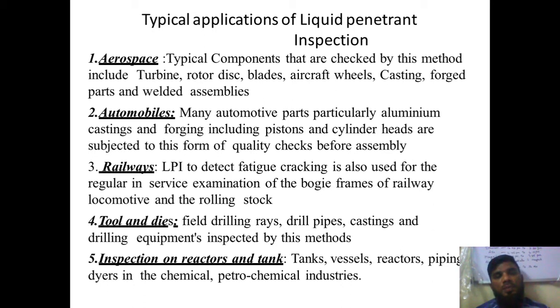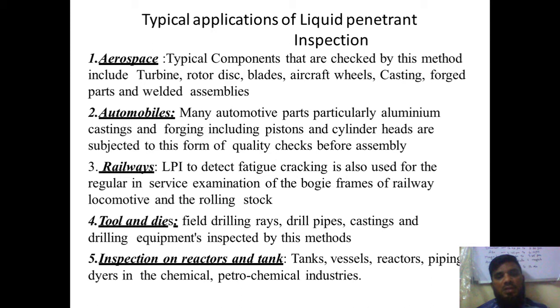Similarly, automobiles. In automobiles, some of the parts are mostly made by aluminum casting, such as the outer cases of the body, and by forging techniques, like the piston and cylinder heads. These are subjected to various forms of pressure and temperature variation, because during combustion the piston undergoes a large amount of pressure. We should be very careful that it can withstand such pressure when you are using the automobile. So those things can be checked using the liquid penetrant technique.